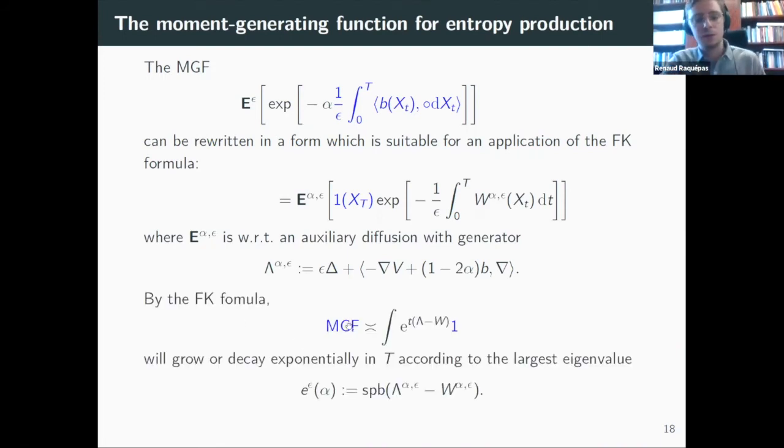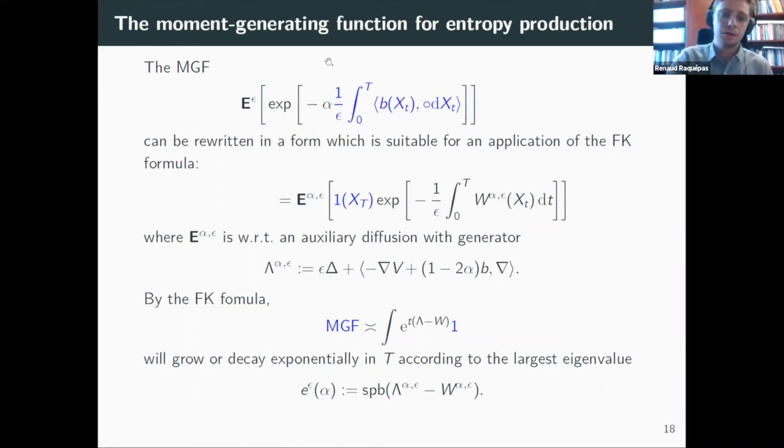So that tells me that my moment generating function is roughly an integral of a solution to a PDE with initial condition one, okay? So in functional analytic language, I write it as the exponential of t times an operator acting on a function and then integrated. And now you expect this to either grow exponentially or decay exponentially, depending on the largest eigenvalue of the operator that is in the exponential. And of course, because of the deformation and because of that function, this operator depends on alpha, which is a parameter for the moment generating function.